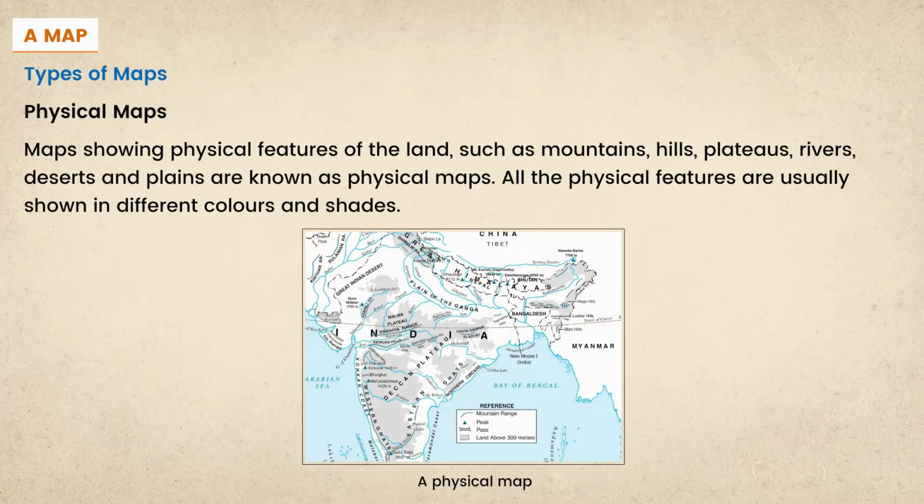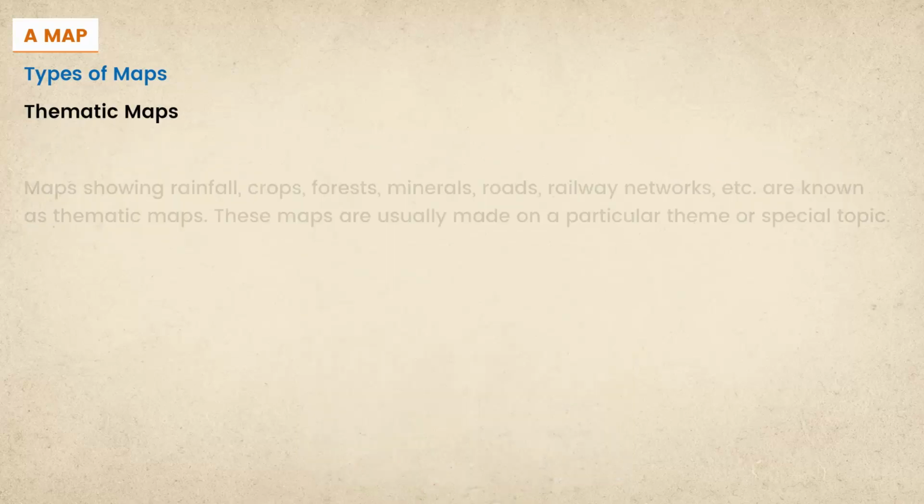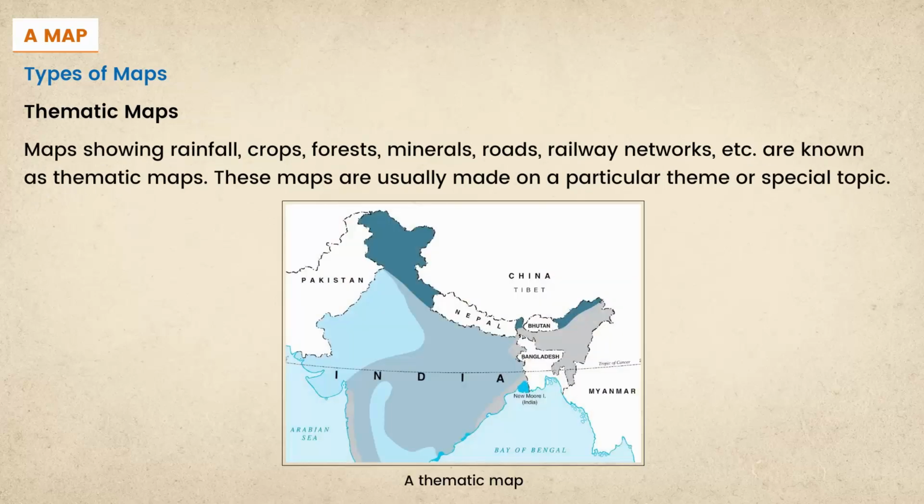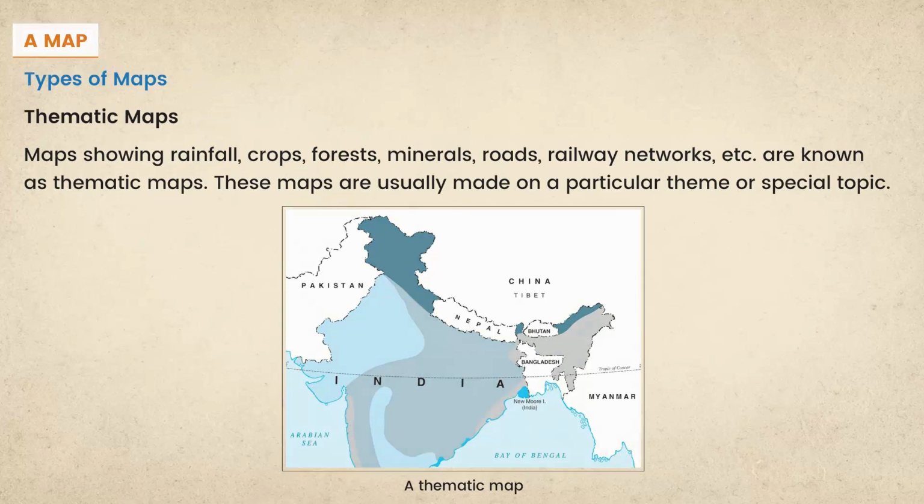These maps do not have any topographic, physical features of the Earth or the area. Physical maps. Maps showing physical features of the land, such as mountains, hills, plateaus, rivers, deserts and plains are known as physical maps. All the physical features are usually shown in different colors and shades. Thematic maps. Maps showing rainfall, crops, forests, minerals, roads, railway networks, etc. are known as thematic maps. These maps are usually made on a particular theme or special topic.